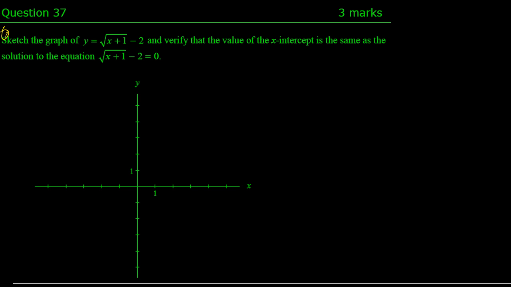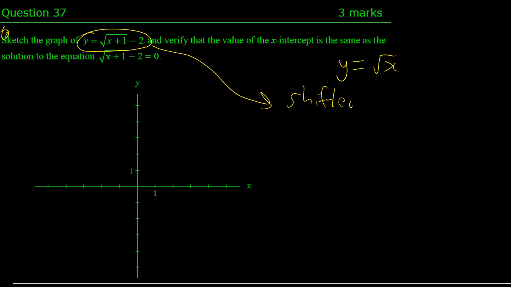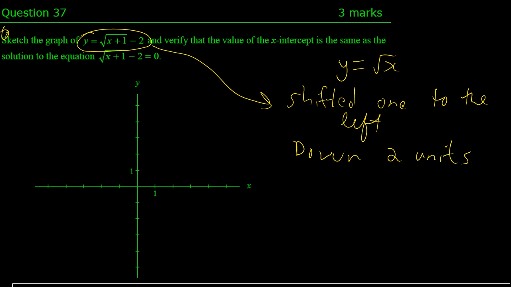So I always like to sketch in terms of parent functions. So my question to you is, how does the given graph differ from just the square root of x? So this graph right here is the same as the square root of x, except it is shifted 1 to the left, because that's the horizontal. So that's the inside part, right? And then the negative 2 is down 2 units. So that's how that graph differs from the square root of x.